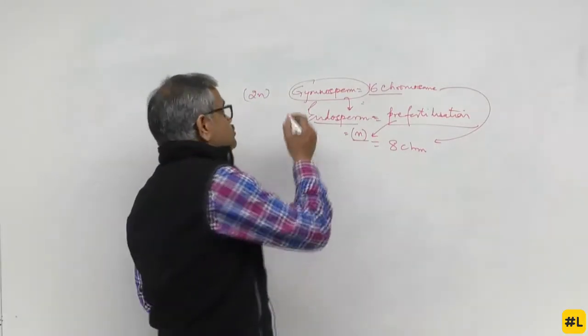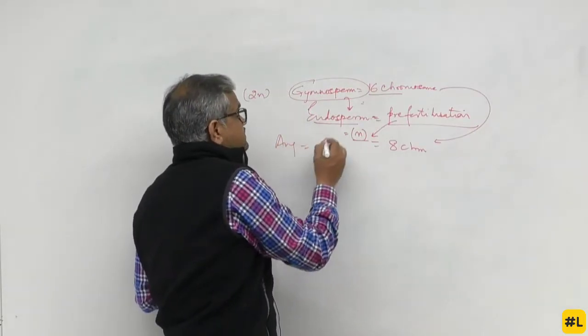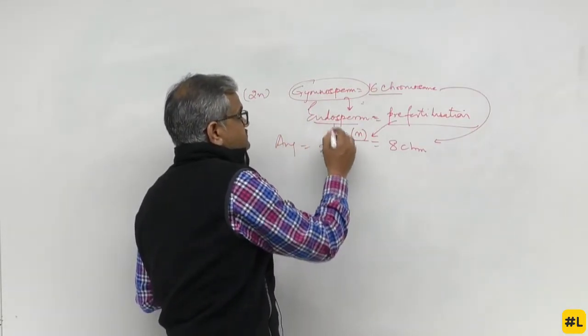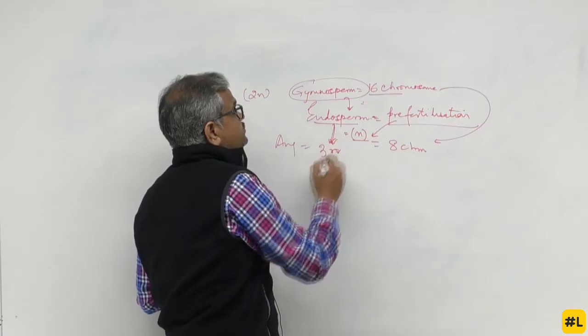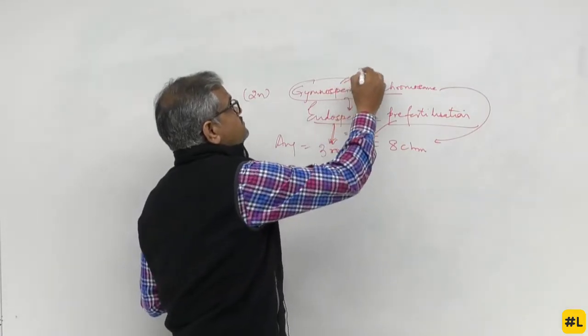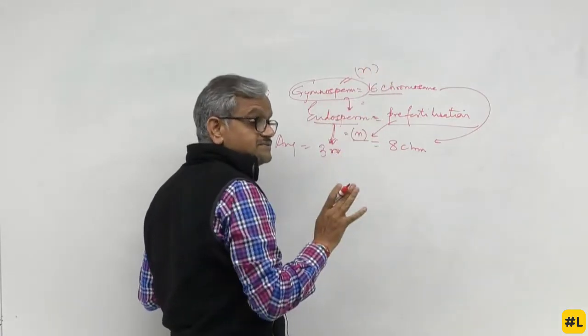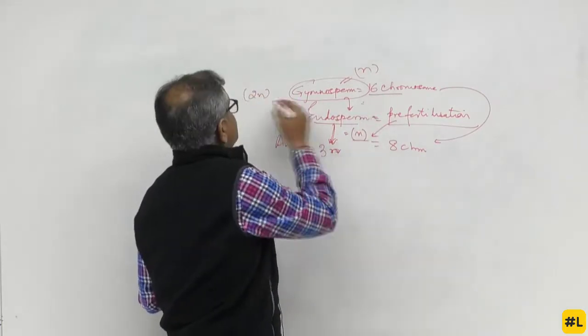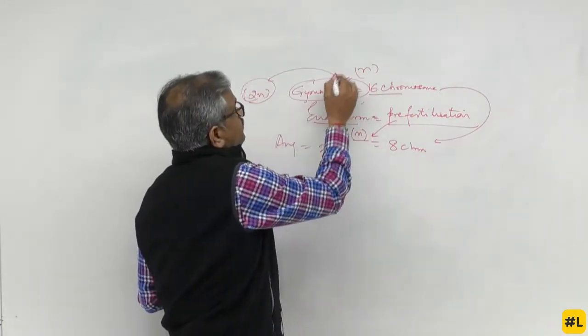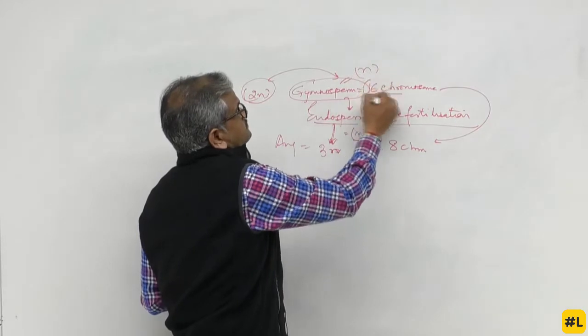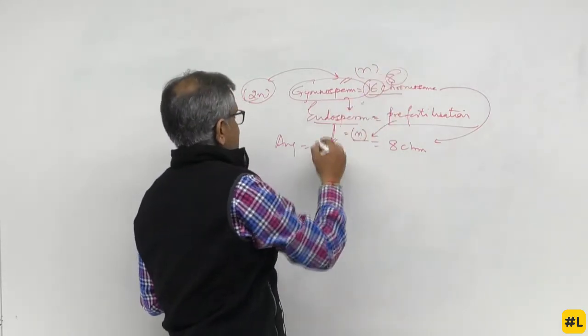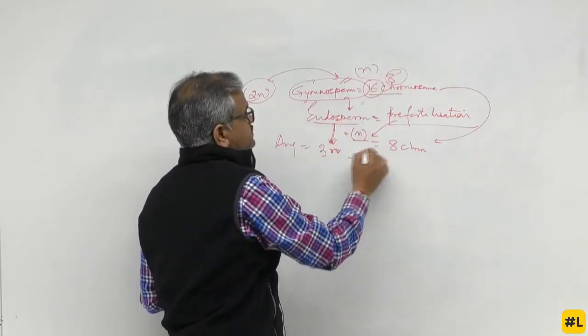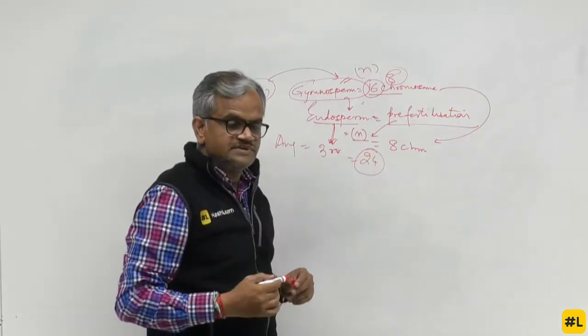Whereas in angiosperms, this will be 3N. This will be 3N. In gymnosperms, it is N. That is a major difference. So if 16 chromosomes are there, which is 2N, in gymnosperms, it will become 8, whereas in case of angiosperm, it will become 24. Right?